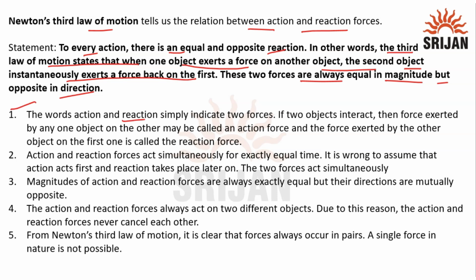Next, the words action and reaction simply indicate two forces. If two objects interact, the force exerted by one object on the other may be called the action force, and the force exerted by the other on the first is called the reaction force. Clear? Second, action and reaction both act simultaneously for exactly equal time. It is wrong to assume that action acts first and the reaction takes place later on. No, action and reaction both are simultaneous. Next, the magnitudes of action and reaction are always exactly equal, but their directions are mutually opposite.